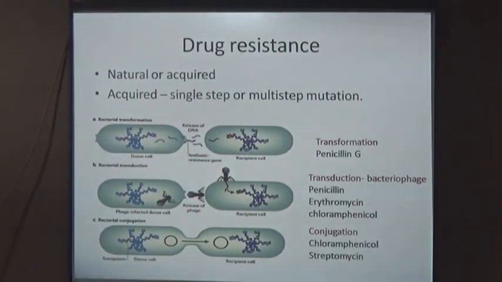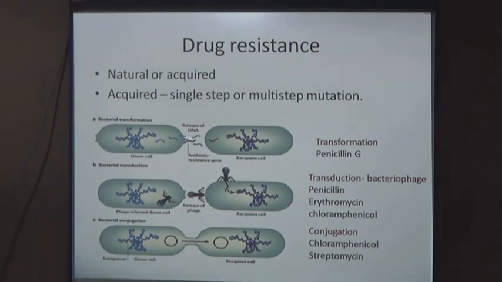So drug resistance, it may be natural or it can be acquired. Acquired resistance is mainly due to a mutation. It may be a single step mutation or multi-step mutation. So these are the 3 steps in drug resistance. The first one acts through bacterial transformation. Transformation is just it releases a resistant DNA which will contact the other recipient cell.